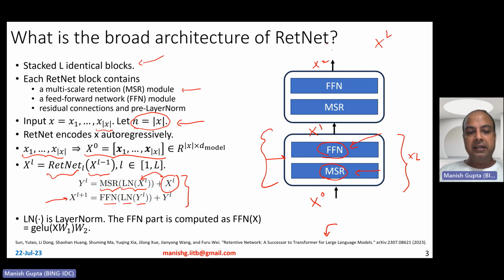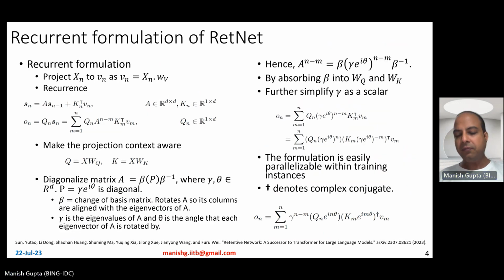Okay. So LN is, of course, layer norm. And the feed-forward sublayer is very simple. It just takes the input, multiplies by a weight matrix, and then applies GELU, the activation function, and then applies the other weight matrix. Okay. So far, so good. It's pretty simple at this stage, right? It's just a standard architecture, just like the transformer decoder, except that rather than the multi-head self-attention layer, you have the MSR sublayer. We'll understand what this MSR sublayer does.